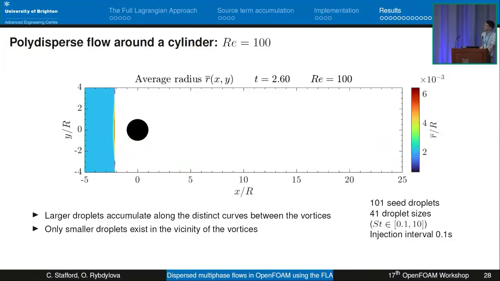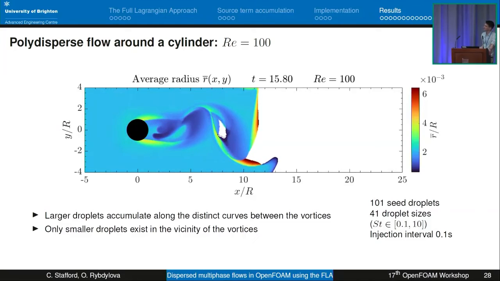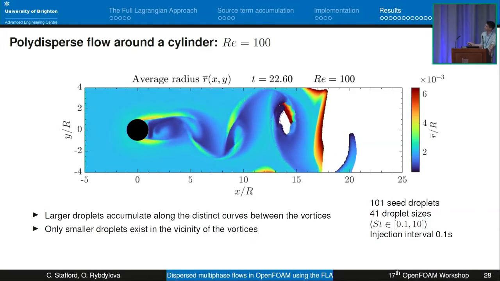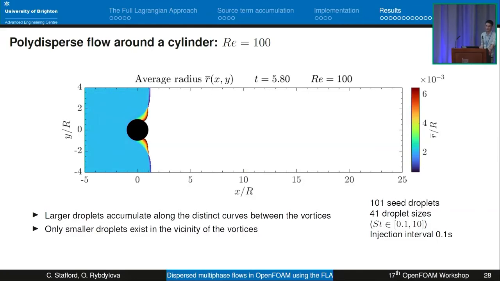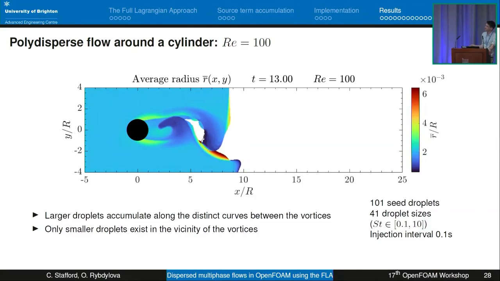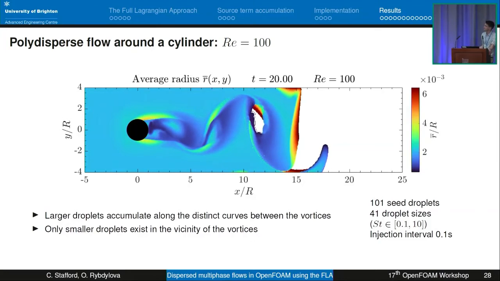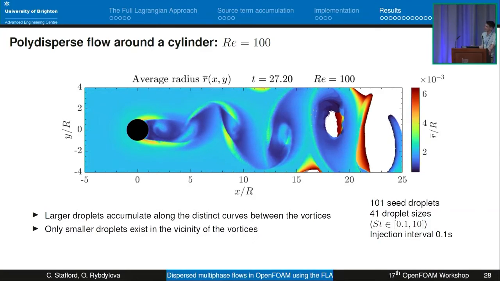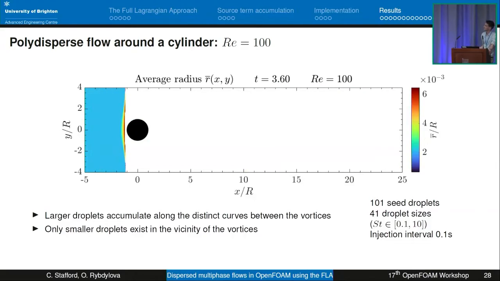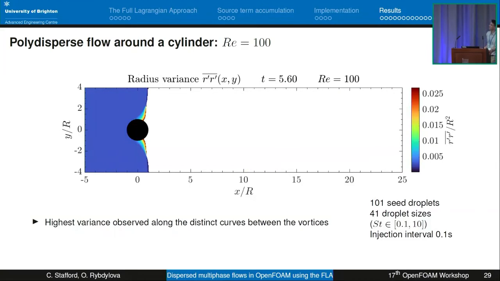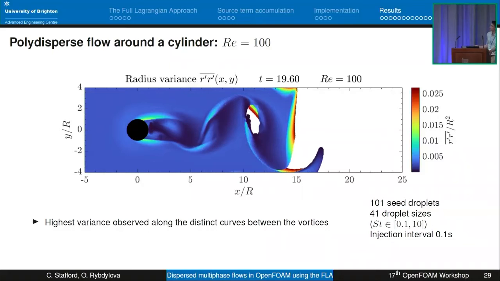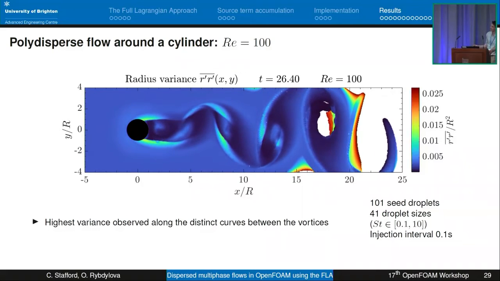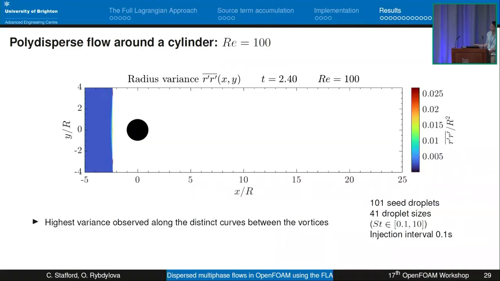So for the average droplet size then, it's a similar picture. We've got some behavior at the leading edge here where the initial behavior is, but then we see that it's generally in and around the vortices along these distinct curves where we get larger droplets, while in the vortices it's only the very smallest ones really. And then we get larger droplets on average going around the cylinder again. And then, just for completeness, the variance in droplet size. So the range of droplet sizes at a given point is high because we've got most droplet sizes going past the cylinder, but then quite low in the vortices themselves.